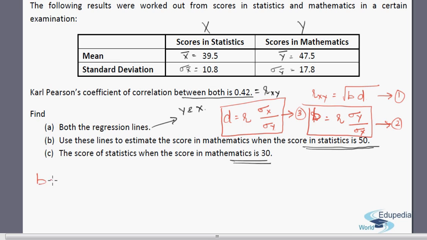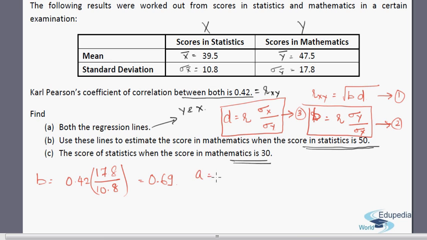Let's see what will be the value of b. b will be equal to r, which is 0.42, times sigma y by sigma x. Now our sigma y is 17.8 divided by 10.8. Okay, so when you work this out, you get the value of b equals 0.69.